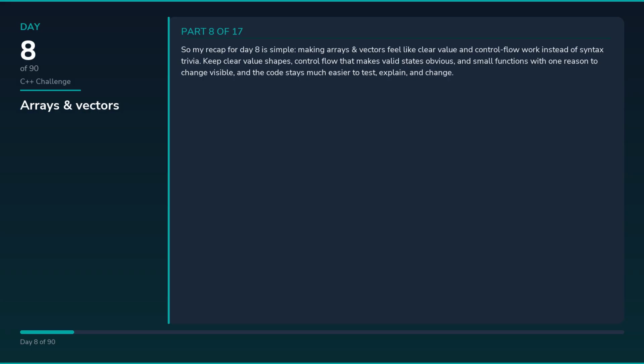So my recap for day 8 is simple: making arrays and vectors feel like clear value and control flow work instead of syntax trivia. Keep clear value shapes, control flow that makes valid states obvious, and small functions with one reason to change visible, and the code stays much easier to test, explain, and change.